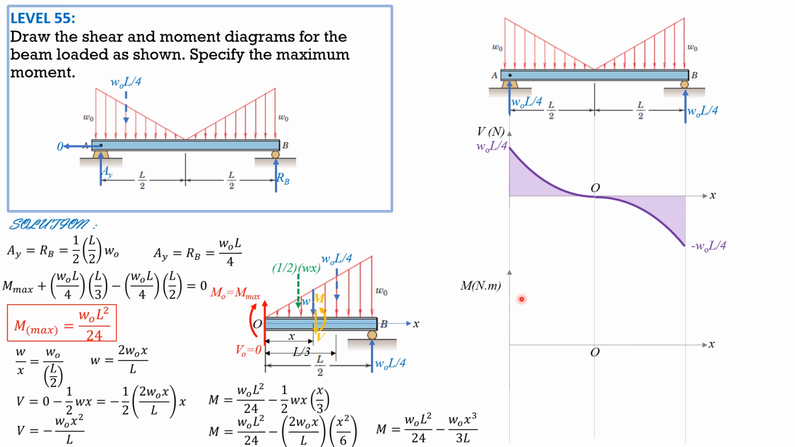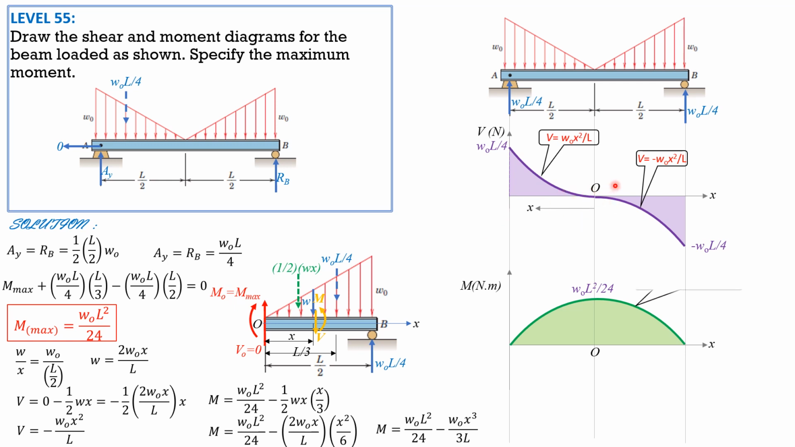For the moment in Newton meter, this is positive decreasing, maximum at the center. And the maximum moment is already computed, WOL squared over 24 as shown, so that's the moment diagram. So the equation for shear here, right and left, this is the positive x direction. For moment, WOL squared over 24 minus WOX cubed over 3L, and for this part, that's the equation. So that's it for this problem.